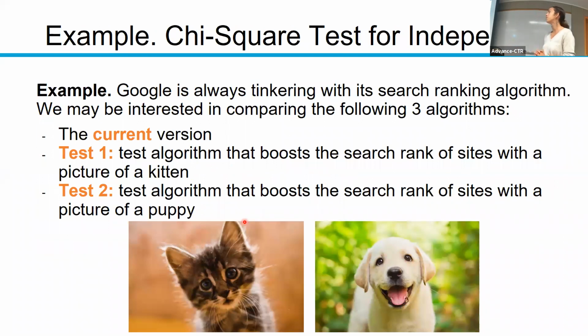So we're going to be using this example throughout this section to help us understand how the chi-squared test for independence can be extended to multiple groups. One of the variables of interest, or our exposure variable of interest in this case, is going to be 3 different algorithms that Google could potentially be using for its search to rank searches.